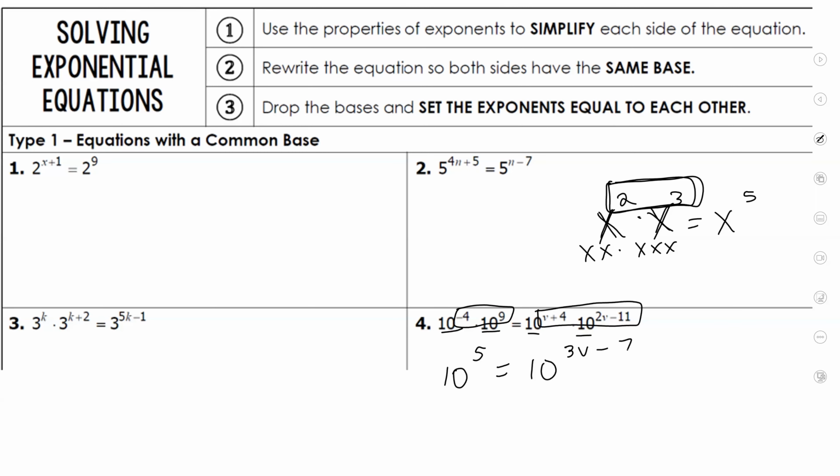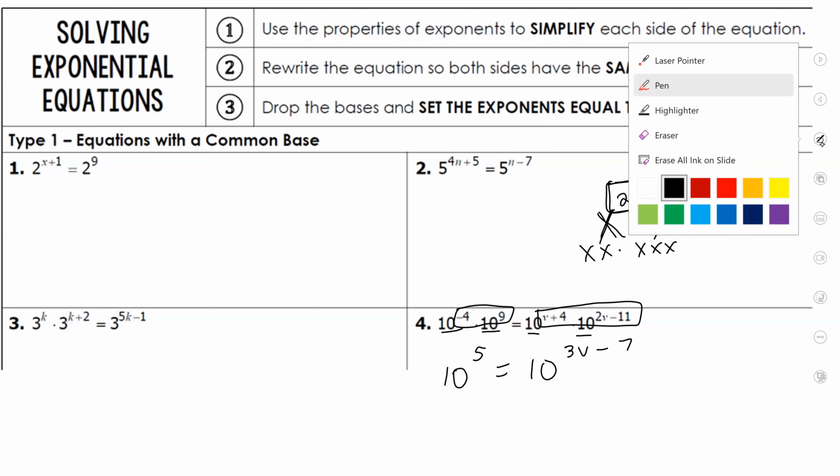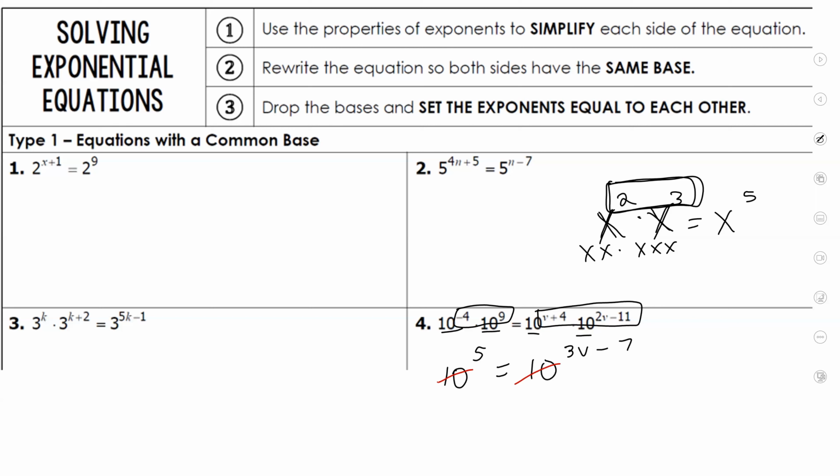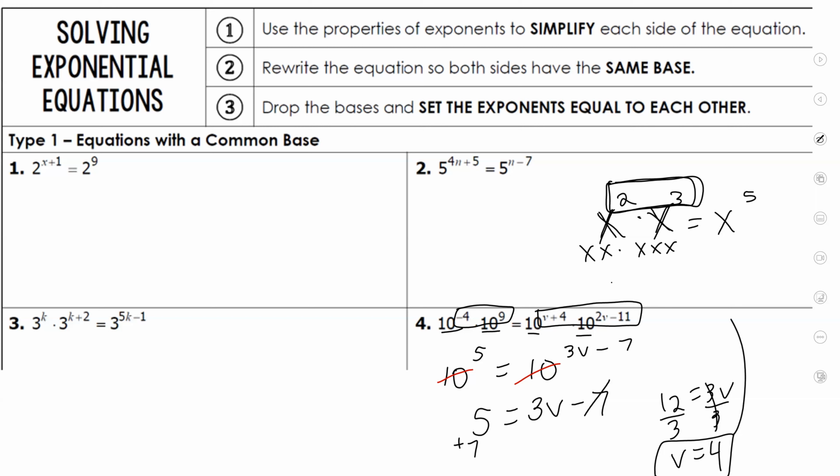Okay, so now I have a single exponent on both sides. So guys, my bases are the same. So we're just going to equal the exponents to each other and solve. So I have 5 equals 3v minus 7. Add 7 to both sides. We get 12 equals 3v. So v is 4. And that's your answer. You can always plug this in and make sure that this side will indeed equal this side.